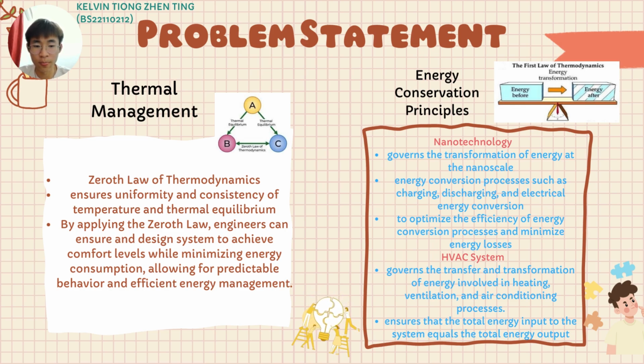For nanotechnology, the first law of thermodynamics governs the transformation of energy at the nanoscale. For example, in nanomaterials-based energy storage devices or nanoscale electronic components, energy conversion processes such as charging, discharging, and electrical energy conversion must comply with the first law. Engineers can use this law to optimize the efficiency of energy conversion processes and minimize energy loss to the surroundings, providing good performance for nanotechnology devices.